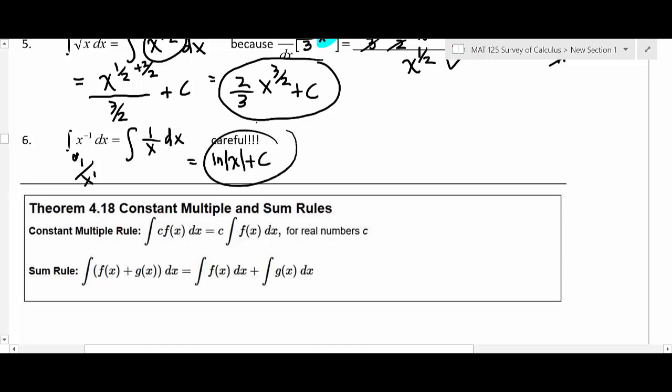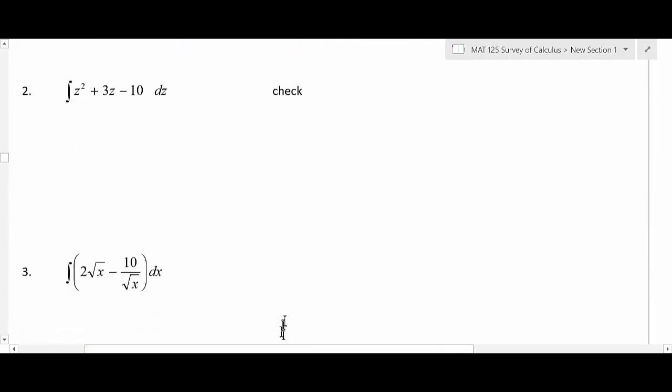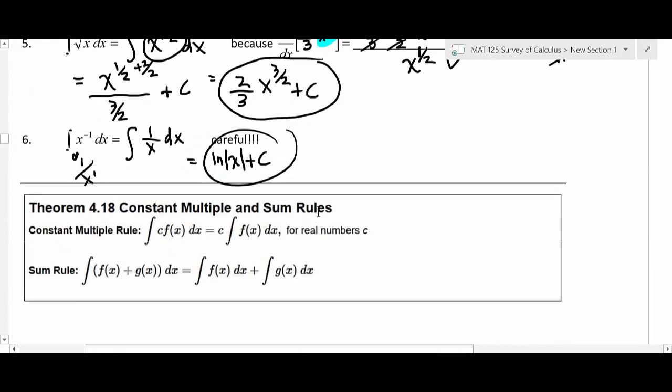If that's -1, the power rule does not work when the exponent's -1. It doesn't make any sense. So one thing you'll see in the definition of the power rule, I'm going to go back here. Notice it says that that exponent cannot be -1. It can be anything else, it just can't be -1.